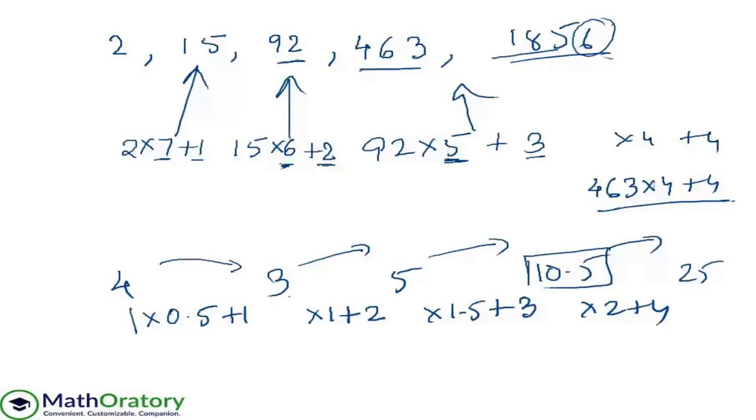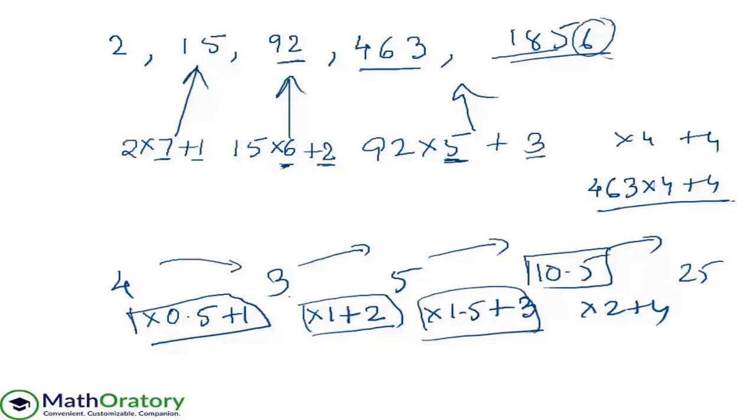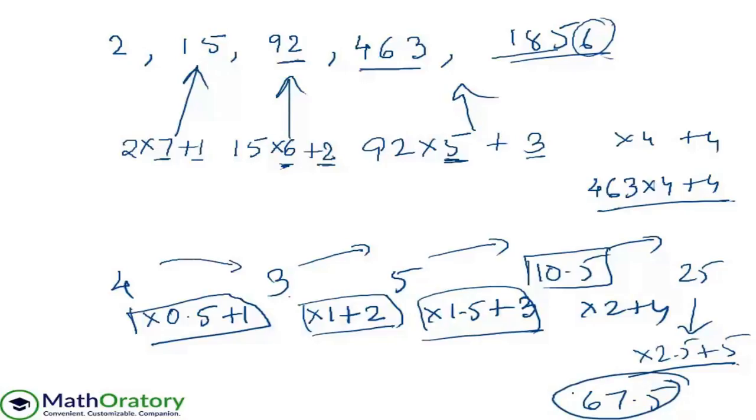This is precisely the calculation that I used here. 4 into 0.5 is 2, plus 1 is 3. 3 into 1 is 3, plus 2 is 5. 5 into 1.5 is 7.5, plus 3 is 10.5. 10.5 into 2 is 21, plus 4 is 25. I hope you get that the next term would be 25 into 2.5, that is 62.5, plus 5, that is 67.5. So that is the answer.